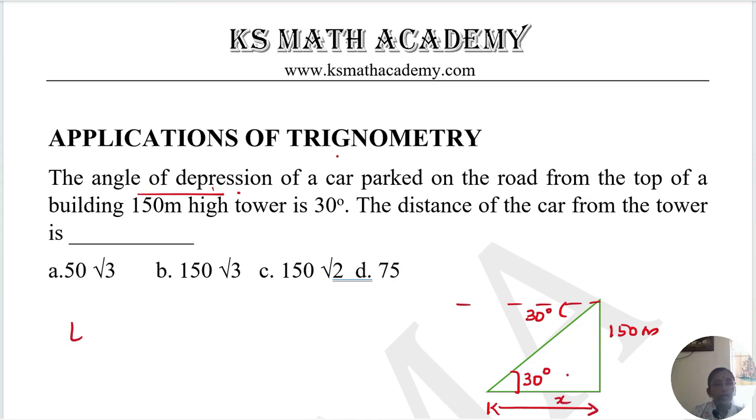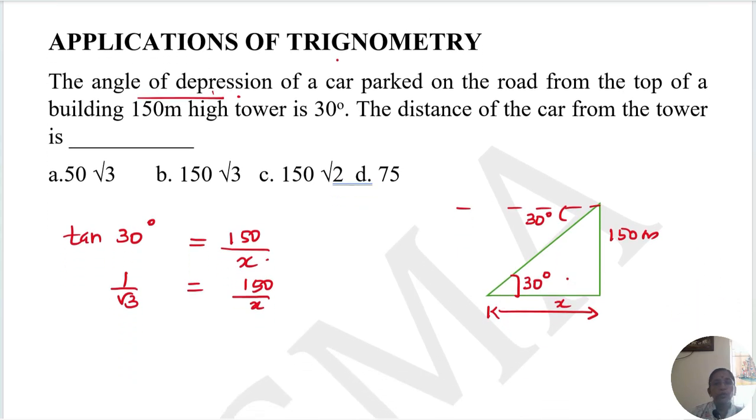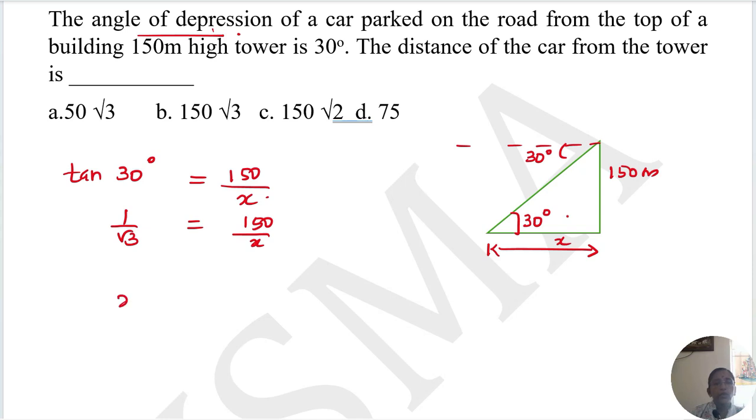So you have to calculate tan 30. Opposite and adjacent are involved over here. Opposite is 150, adjacent is x. And we know tan 30 is 1 by root 3. So 150 divided by x. From this, do cross multiplication and find your x value. So x is equal to 150 root 3 meters.